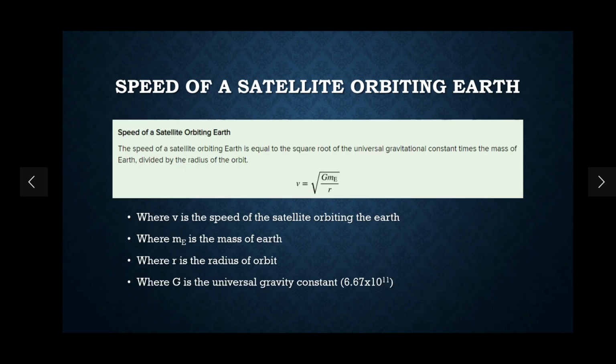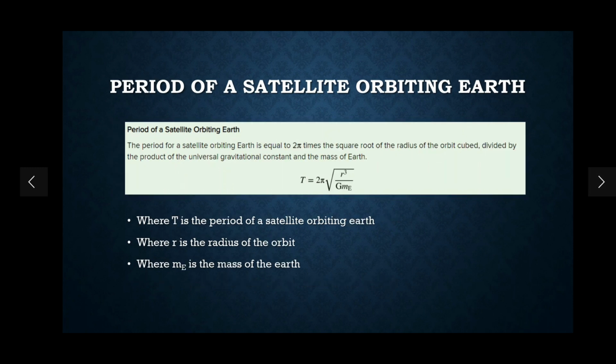Now let's take this formula, the speed of a satellite orbiting Earth. The speed of a satellite orbiting Earth is equal to the square root of the universal gravitational constant times the mass of Earth divided by the radius of the orbit, where v is the speed of the satellite, M_E is the mass of the Earth, r is the radius of the orbit, and G is the universal gravitational constant.